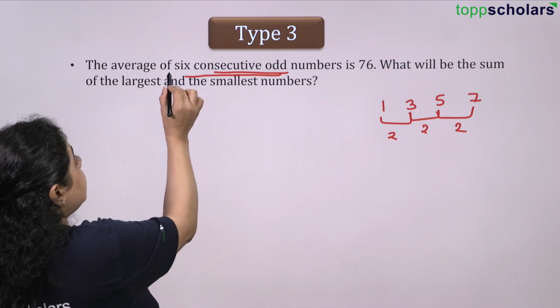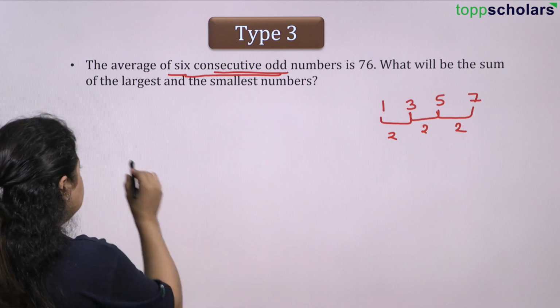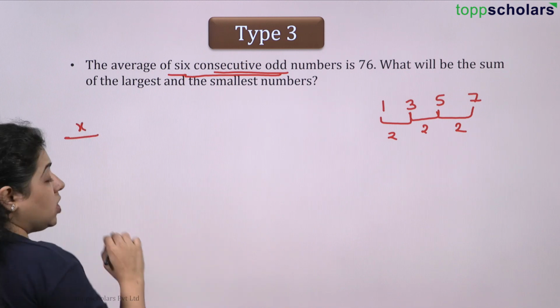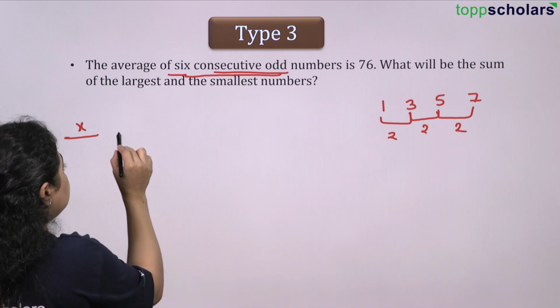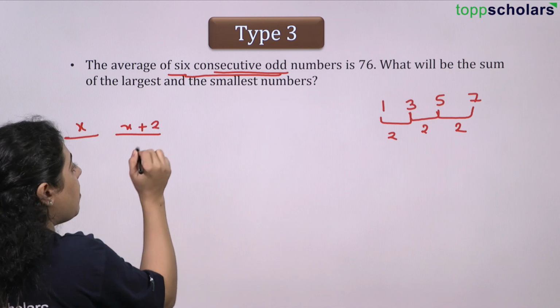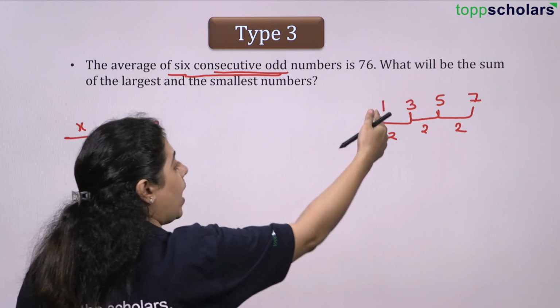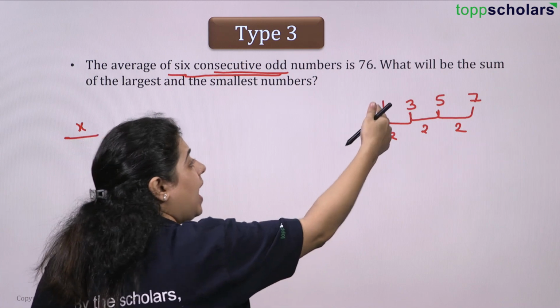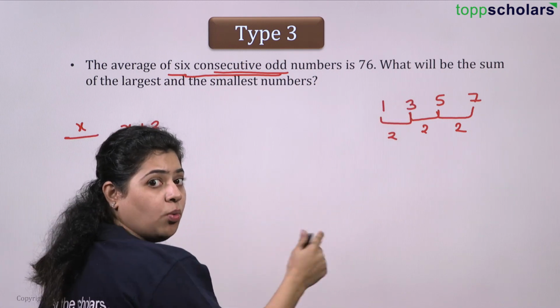Here we have 6 consecutive odd numbers. So let us say our first number is x. So our second number will be how much? It will be x plus 2. Right? Why? Because the difference is that of 2. 1 plus 2 will give us 3. Similarly, x plus 2 will give us this value. Okay?